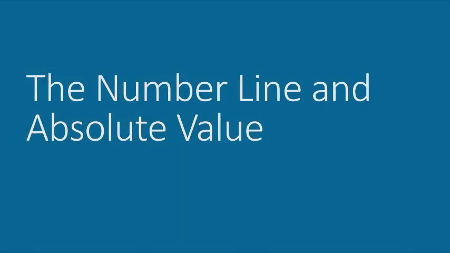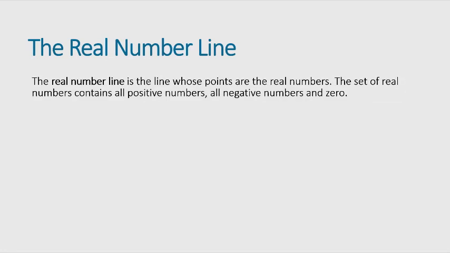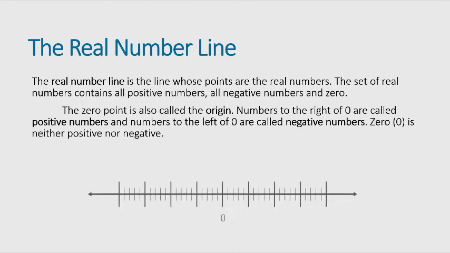So now we will discuss about the real number line and the term absolute value. So the real number line is the line whose points are real numbers. The set of real numbers contains all positive numbers, all negative numbers, and 0. The 0 point on the number line is called the origin. Numbers to the right of 0 are called positive numbers, and the numbers to the left of 0 are called negative numbers. 0 is neither negative nor positive.